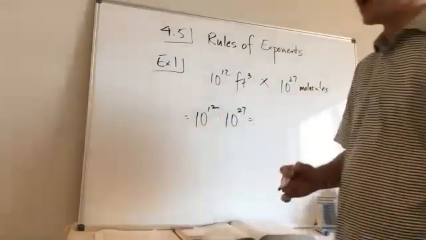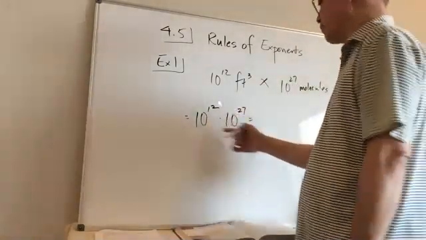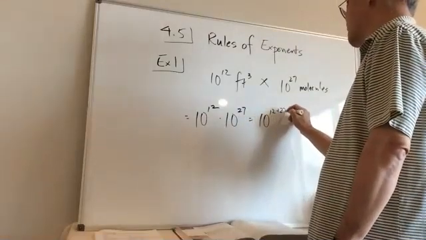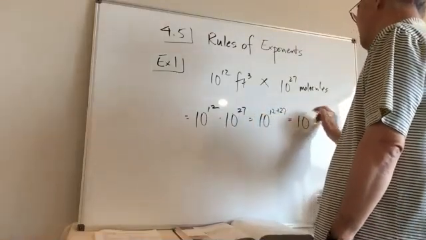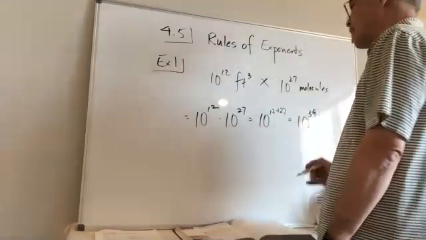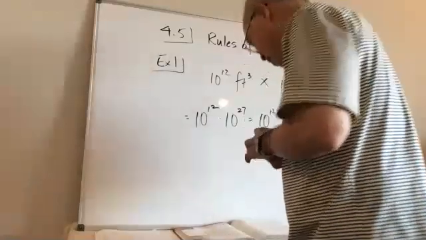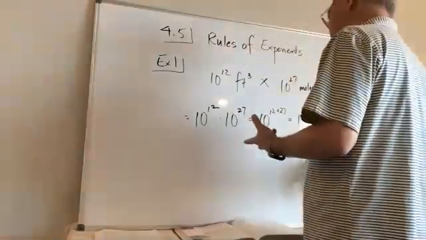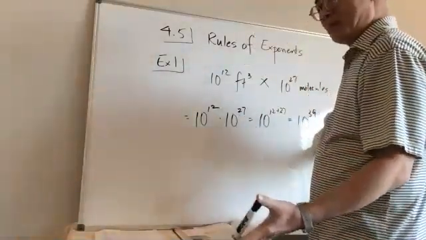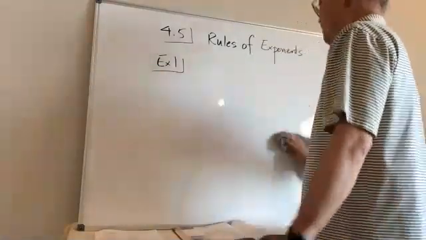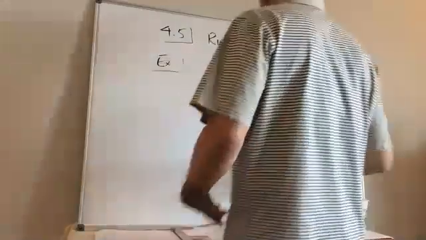Okay, and as we said, this is the product. We're multiplying them together, so we're just going to add the exponents. 12 plus 27 is going to be 10 to the 39 molecules. There are 10 to the 39 molecules, okay? Pretty simple stuff, okay? Any questions there? All right, if not, let's move on to example number two.